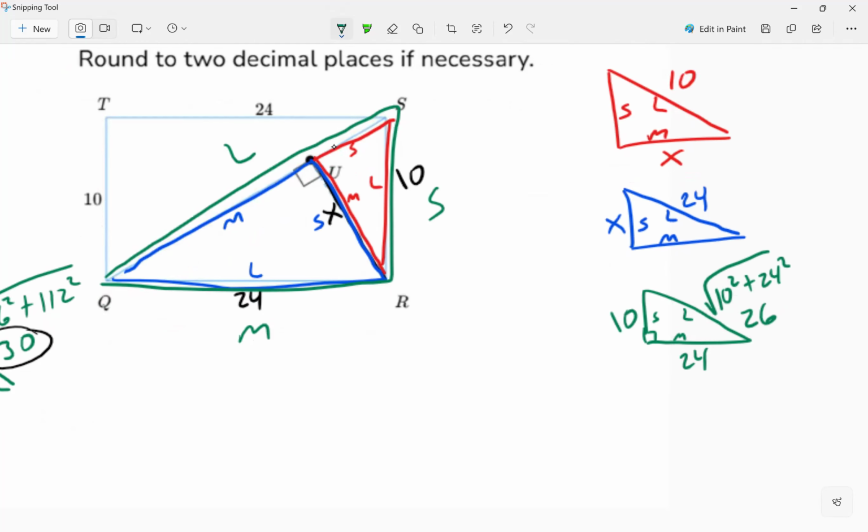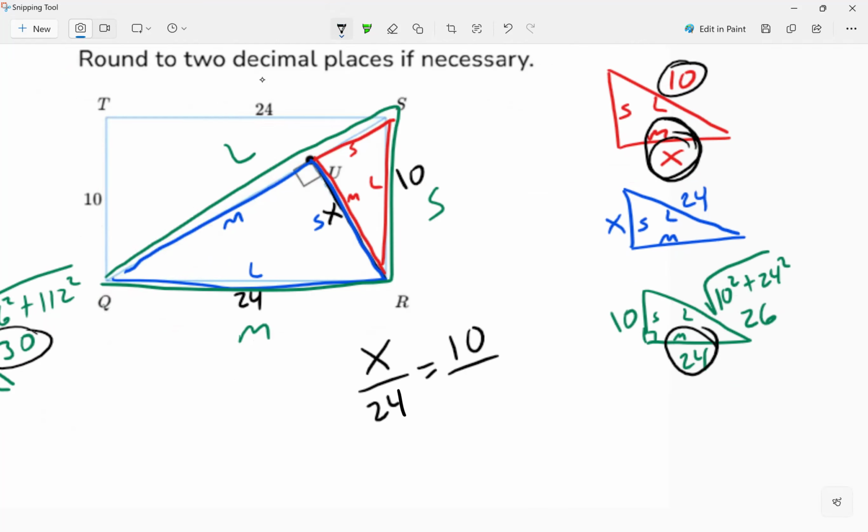Which triangle should we use? I'm gonna use the red one just because my numbers are smaller. I'm gonna use the values X and 10. X is the medium side, so it goes with 24. 10 is the large side, so it goes with 26.